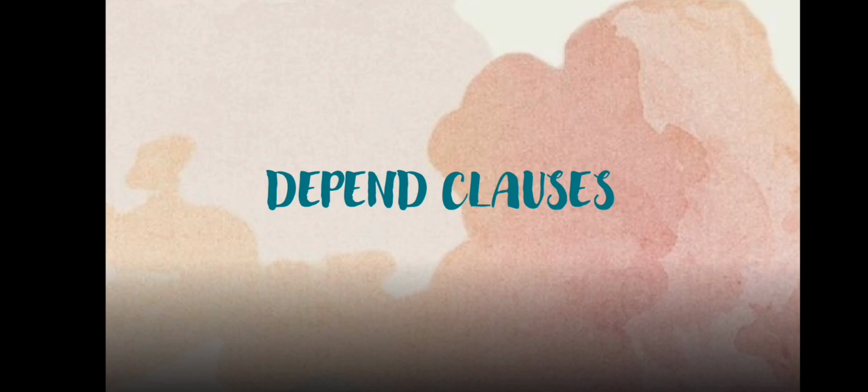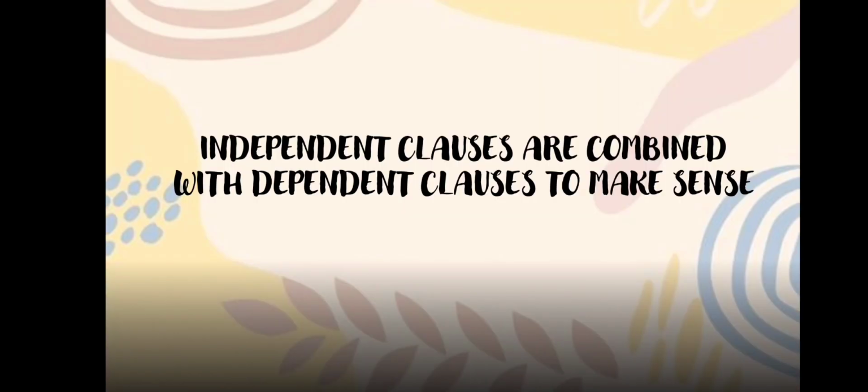Here are some dependent clauses, right? Notice how they seem incomplete. For example, when he's done, or how to. And well, also we have independent clauses that are combined with dependent clauses to make sense.